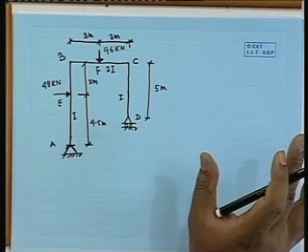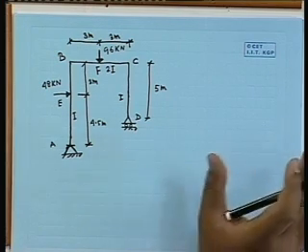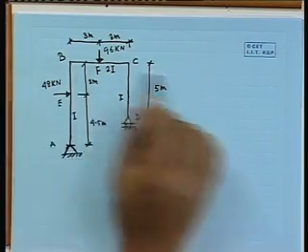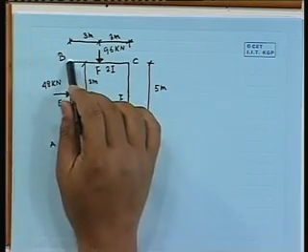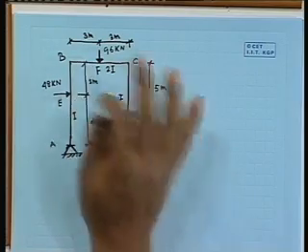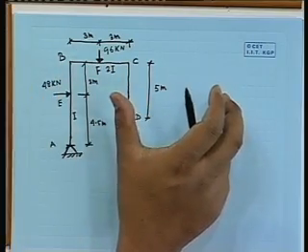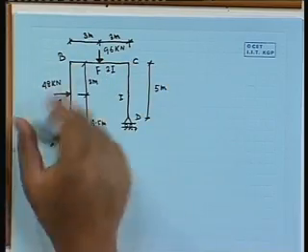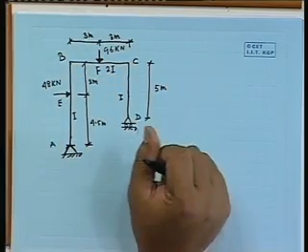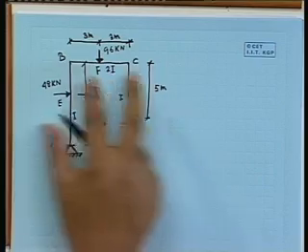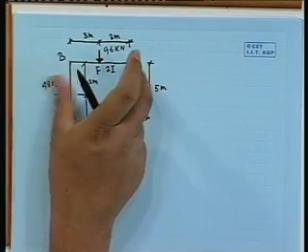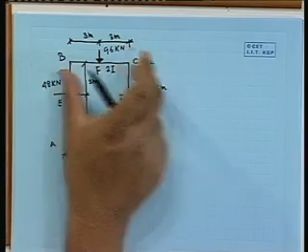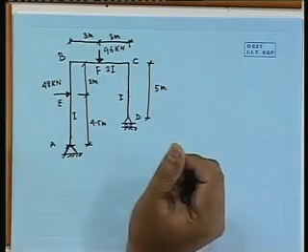Now, we may be interested for finding out what will be the horizontal displacement at point B. Due to the load, whole thing may undergo some movement. So, the horizontal movement of B and C will be identical, because they are connected by a horizontal member and we are not going to take any extension of this member. So, only bending part we are considering. So, horizontal movement of BC will be identical.